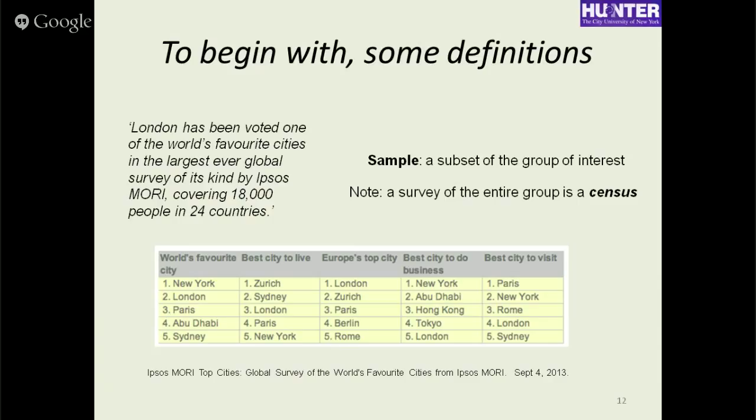So when you observe everyone in the population, it's a census. And every observation, whether it is a sample or a census, one observation we call an observation, or we also call it a record.